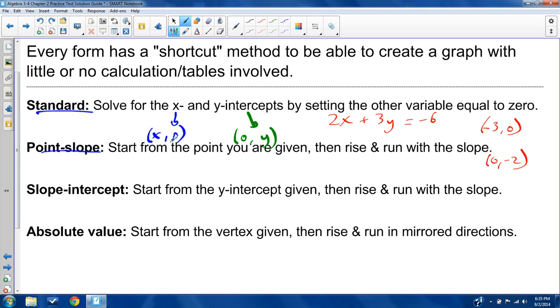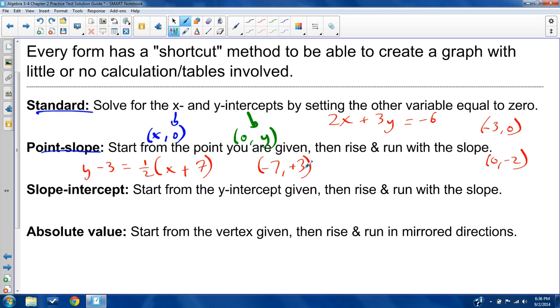Point slope form. You start from the point that you're given, then rise and run with the slope. So in point slope form, let's say I have y minus 3 equals 1/2 times x plus 7. The point you have is (-7, 3). Remember, this is x minus -7. That's where we have that, and that's y minus 3. That's where we have that.